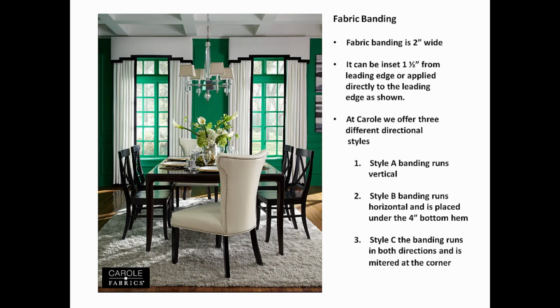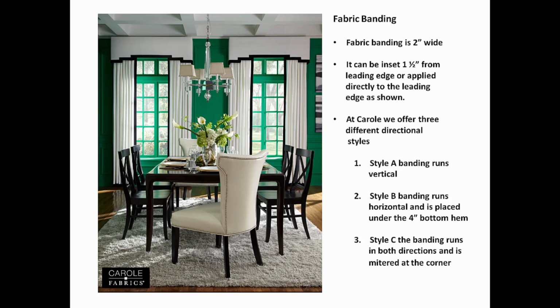At Carroll, we offer 3 different directional styles, however. When you work with Carroll, you'll learn that style A means that the banding's running vertical. If you look at the draperies, you can see that the banding's running vertically down the leading edge. Style B means that the banding's running horizontal. Although we didn't do that on the drapery, style B would work the same way for the top treatments, as you can see the banding's running horizontally on the top treatments.